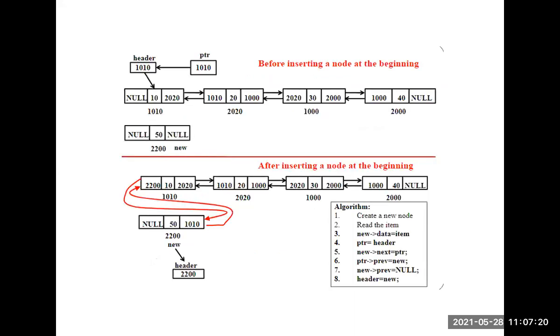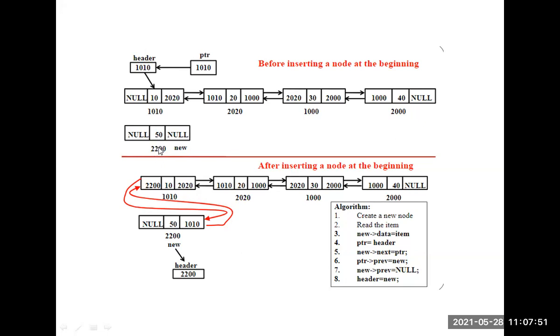Yesterday I already told you about insertion at the front end. First you have to get a new node from the available list. I am considering the name as temp. Temp of left link is null and temp of right link is null. Then temp of info is 50, temp address is 2200.